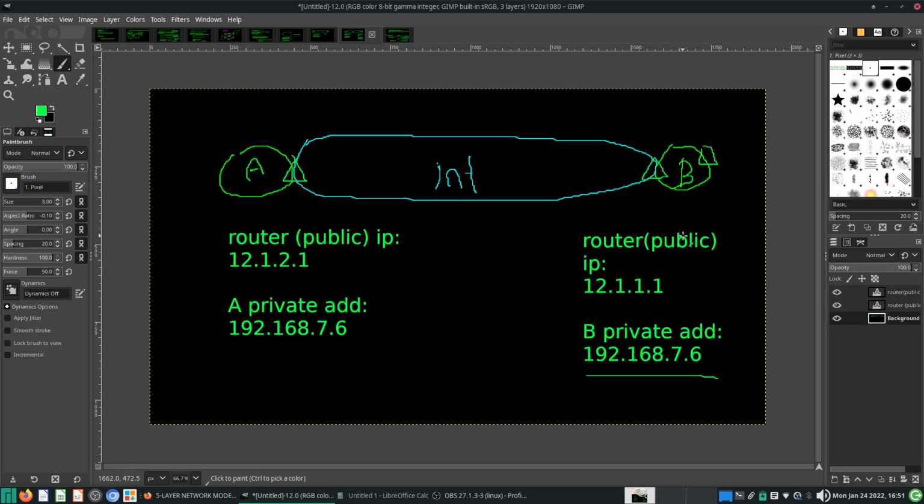Now, as for port numbers and the transport layer, I have not talked about them in detail, but I won't do it in this video. I hope this gives you a better picture of what's going on when you connect over the internet and why we share IP addresses.